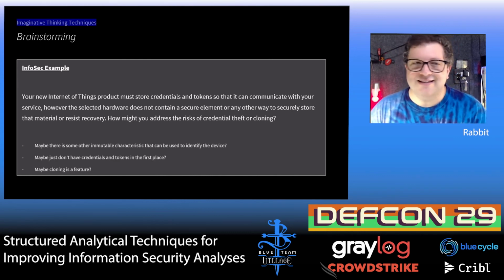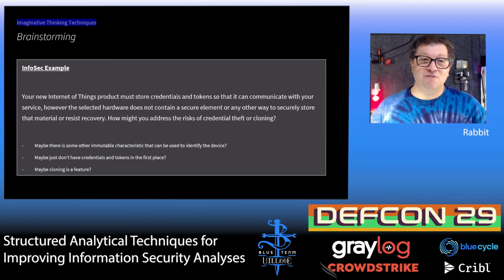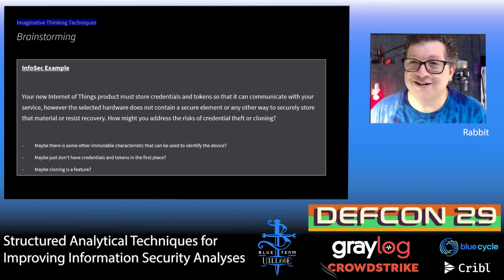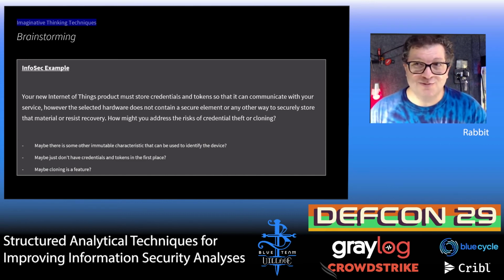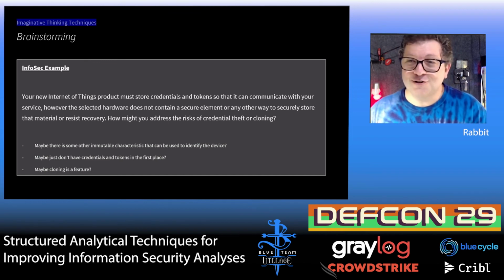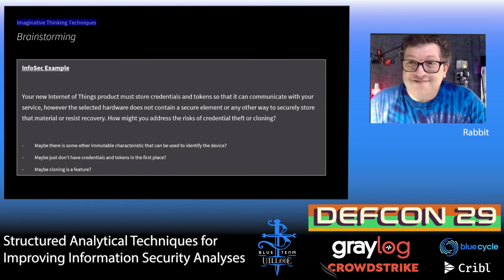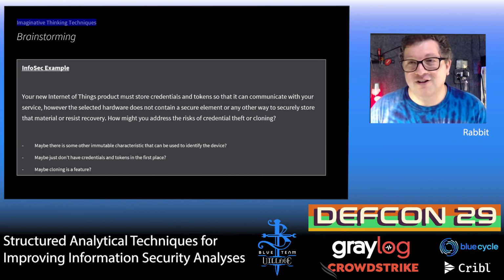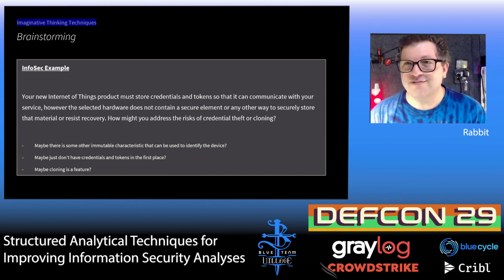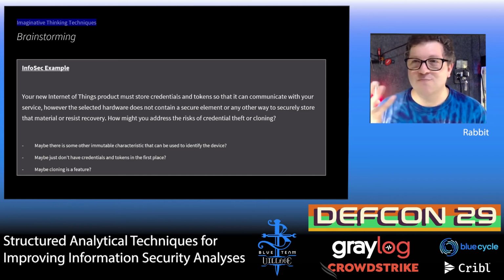You might come up with some ideas. Maybe there's some other immutable characteristic of the device we can use to identify it. Maybe we don't need to store a specific token. Maybe we just don't have credentials and tokens in the first place. What if we rethought how the product works and just got rid of them somehow? Or maybe it's a feature. Maybe we want people to clone them. Maybe that's a great idea, and it enables some sort of other business model for us with this same widget.